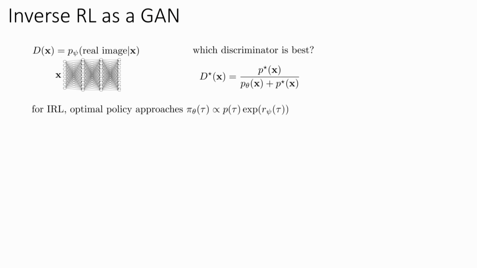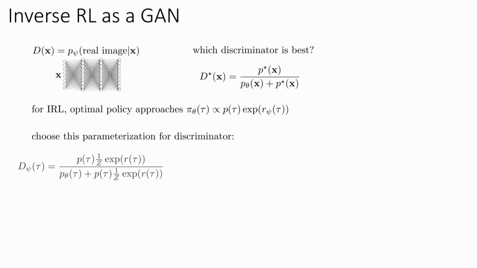In inverse RL, your goal is to get that optimal policy to approach p(tau) times the exponential of r(tau). So we're going to choose this parameterization for our discriminator in order to recover inverse RL. We're going to represent our discriminator as this ratio, and we'll just plug in for p* our p(tau) times exponential r, and then for p_theta, we'll just keep it as p_theta.